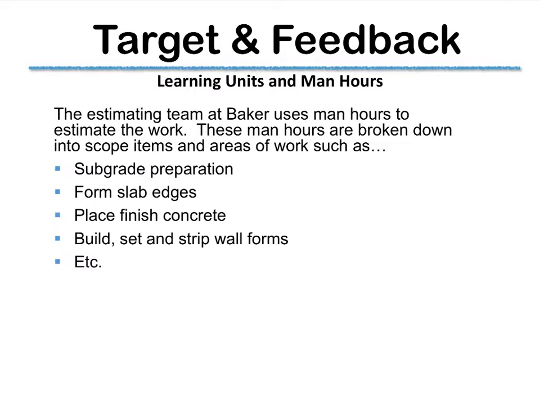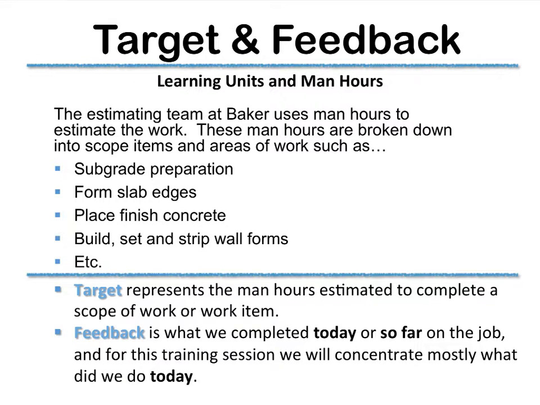Today, the estimating team at Baker still uses man-hours to estimate the work. These man-hours are broken down into scope items in areas of work such as subgrade preparation, form slab edges, place and finish concrete, build and strip wall forms, and of course many other work item tasks. The word target represents the man hours estimated to complete a scope of work or work item. The word feedback is what we completed today or so far on the job. And for this training session, we will concentrate mostly on what did we do today.